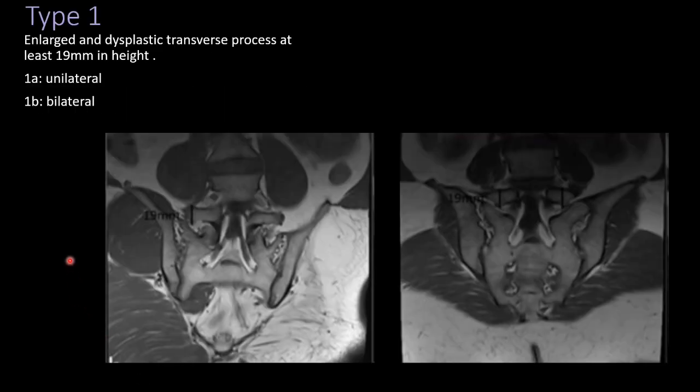In type 1, there is enlarged and dysplastic transverse process which is at least 19 mm in height, that is in craniocaudal length. If it is unilateral, it is type 1A, and if it is bilateral, it is type 1B.